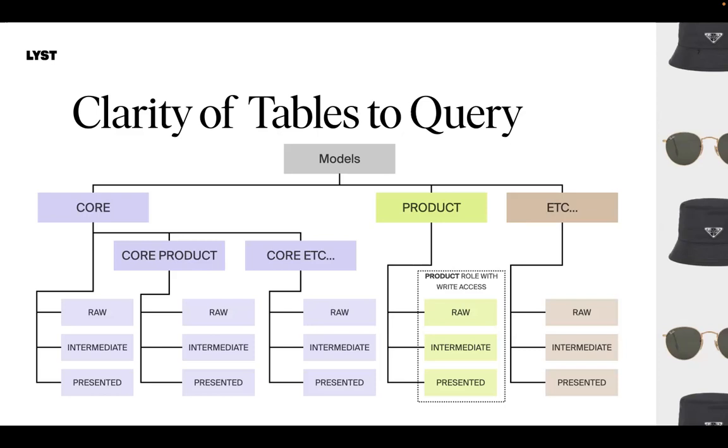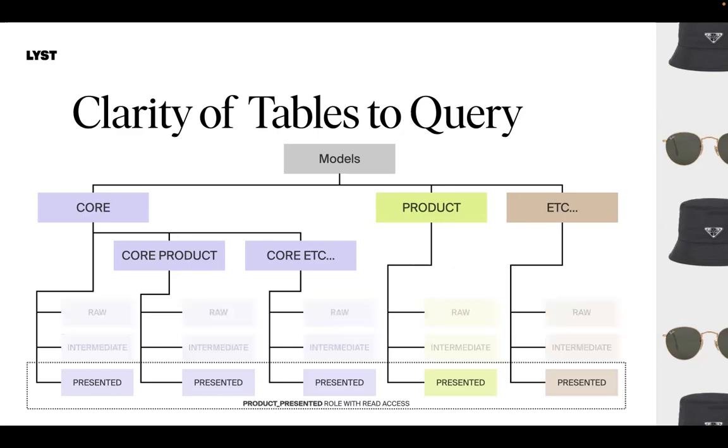And as I mentioned earlier, each squad has their own role, which has the correct privileges to run tables in their own schema and then read all the other tables. So as an example, product role has write access to the product schema. And then we created a second role for each squad called squad underscore presented, which is granted read access to only the tables that have been built from a model in the presented folder. So when a presented model is run in production, we run a post hook, which is another query that's run after the model has been run, which then grants read access to all of the presented roles.